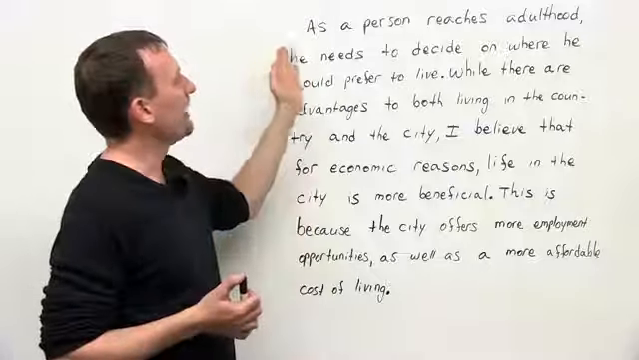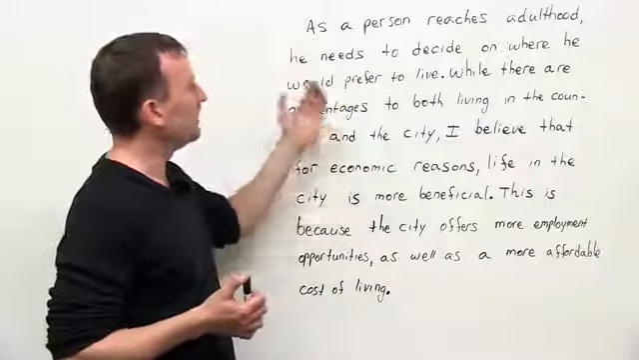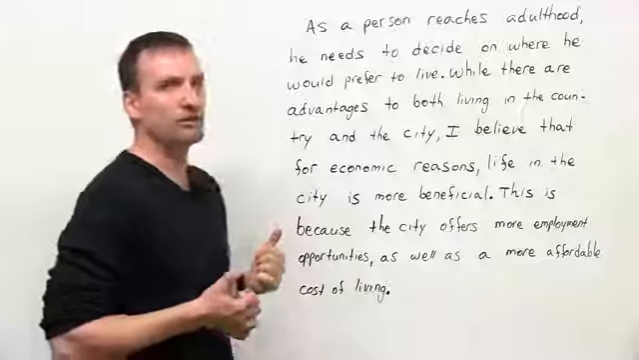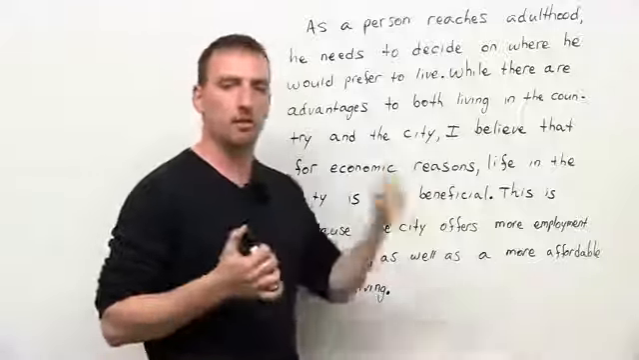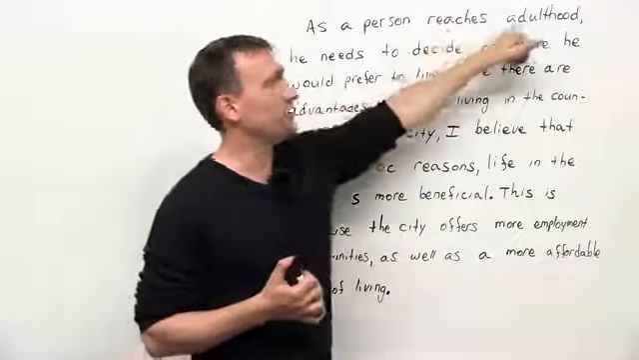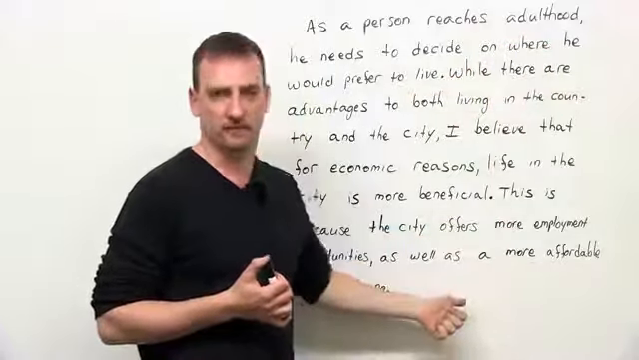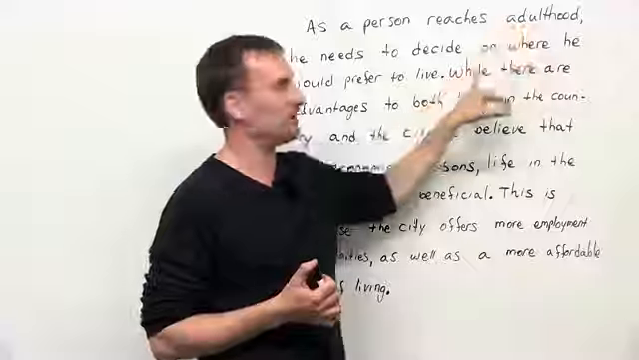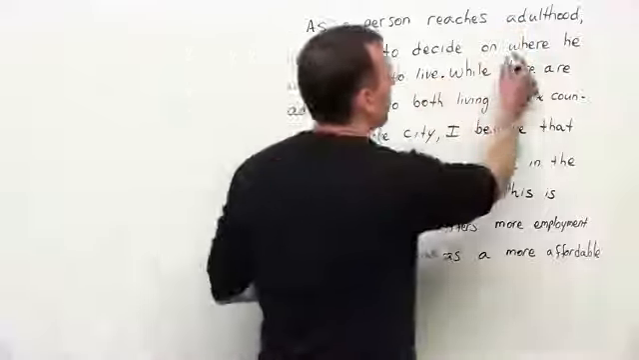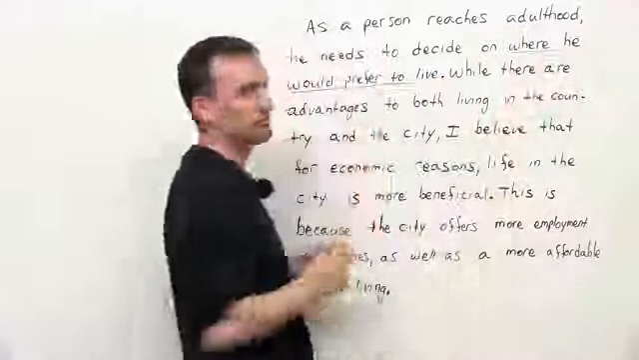First sentence: as a person reaches adulthood, he needs to decide on where he would prefer to live. Again, topic, where to live. You can introduce another topic, adulthood, because you can incorporate that into your reasons, okay? I'm not saying much, my topic is still where I prefer to live, okay?